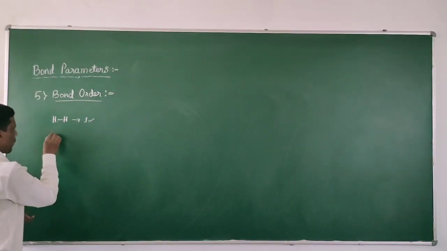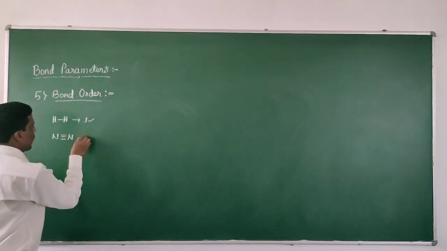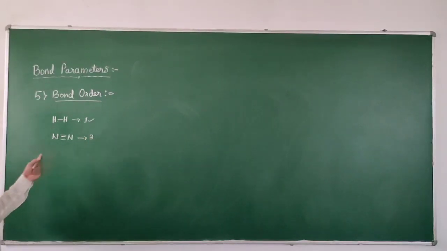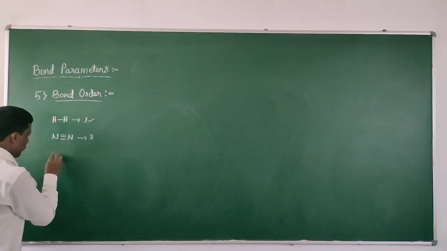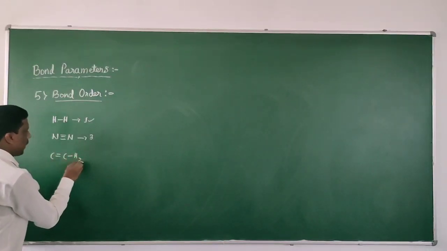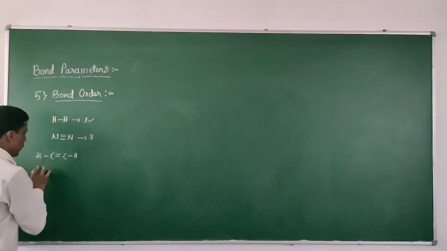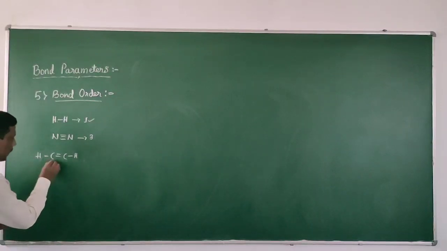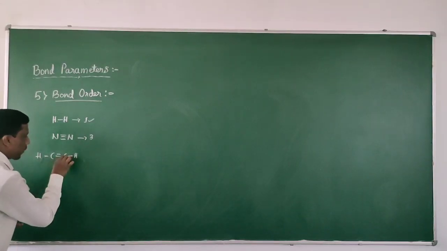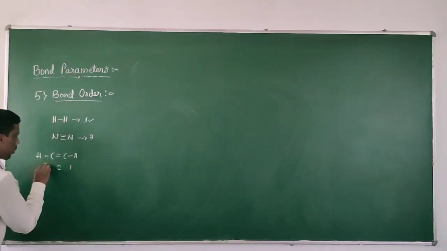In nitrogen, the number of bonds between two nitrogen atoms is 3. The bond order is 3. And in the ethene molecule, this is the ethene molecule, the bond order between these two carbon atoms is 2. The bond order between this carbon and this hydrogen is 1. The bond order between this carbon and this hydrogen is also 1.